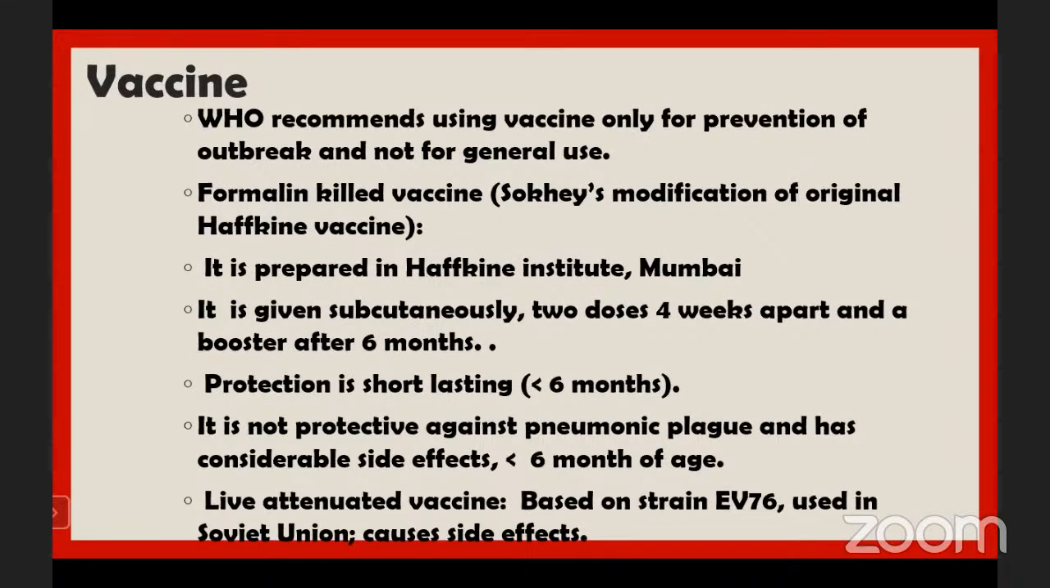Next one is the vaccine for Yersinia. WHO recommends using the vaccine only for prevention of outbreaks, not for general use. It is mostly a formalin-killed vaccine, a modification of the original Haffkine vaccine, prepared at the Haffkine Institute in Mumbai. It is given subcutaneously, 2 doses, 4 weeks apart, and a booster after 6 months. Protection is short, less than 6 months. It is not protective against pneumonic plague and has side effects. There is also a live attenuated vaccine based on strain EV76, used in the Soviet Union, which also has side effects.